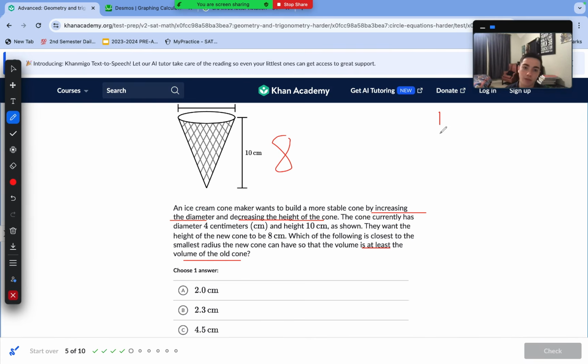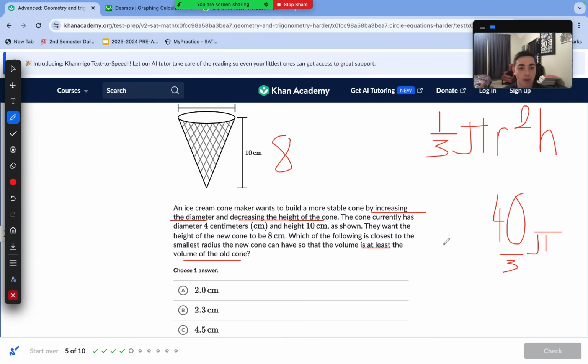So first we need to find the volume of the old cone. We know that this formula is 1/3 pi r squared h. We are given for the old cone that the diameter is 4, so that means the radius is 2. So r squared is 4, times h is 10, so 40 over 3 pi. This is the volume of our original cone, and we want our new cone to have at least the volume of this 40 over 3 pi.